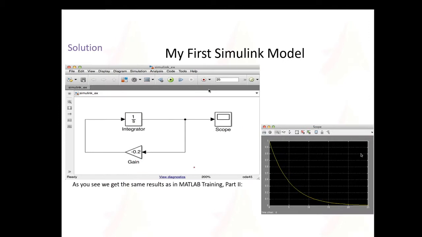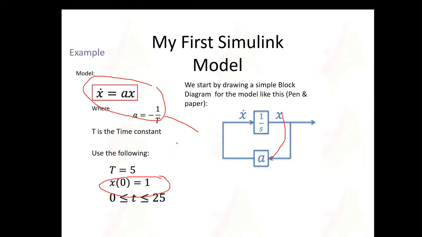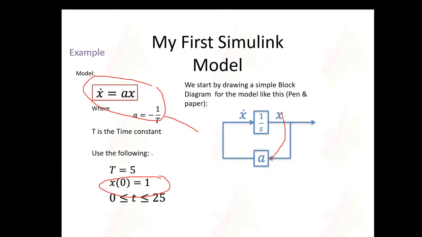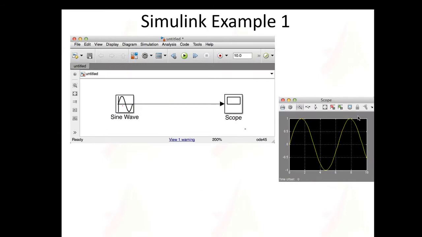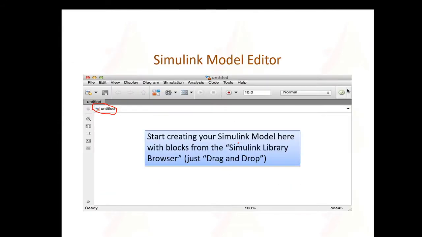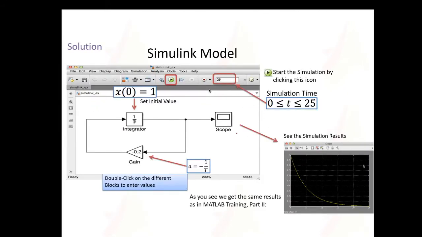Okay, hope you understand this one and how to make the models. Then we are having this Simulink. The same thing I told here, the initial value is 1. So how are we going to give the initial value? You double click the integrator here, and you can give the 1. How long are you going to run this model? 0 to 25. So you can give here 0 to 25. This is the scope.